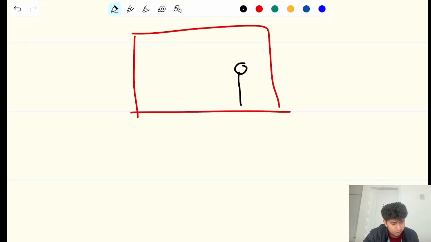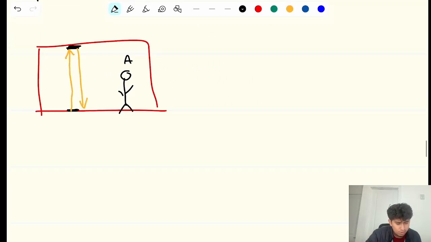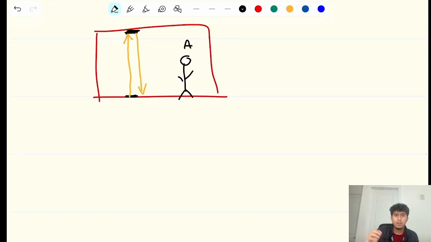Let me put a person here, Place A, and now let's shoot a pulse of light from one mirror to the other. Let's say this is a mirror and this is another mirror. So let's have it going up, going down. Yeah, we don't need the lower mirror, but it's just there. Okay, good. So this is the perspective inside the train.